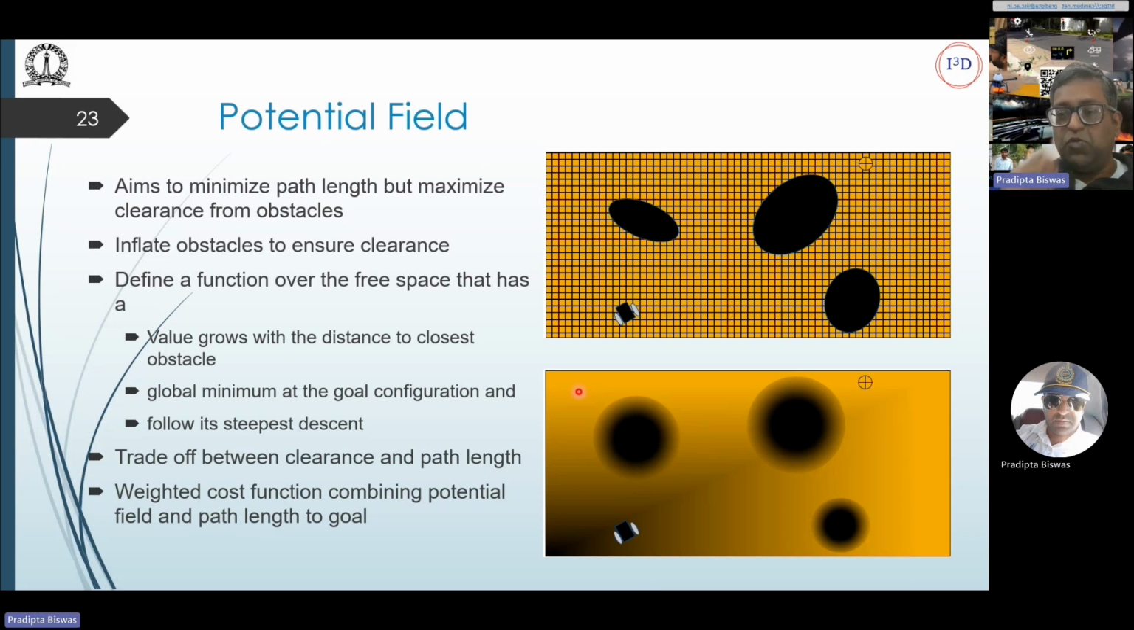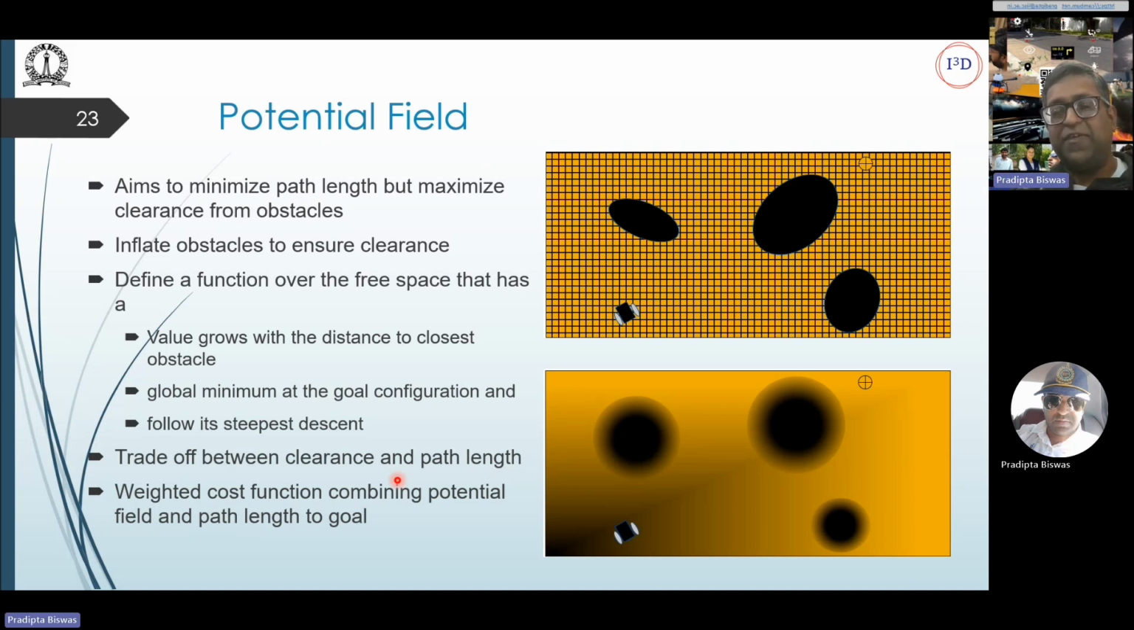In the potential field, we will define a function on the free space, and the value grows with the distance to the closest obstacle. Here in the picture, you can see that we put this blurry field around these obstacles, just to ensure that the robot keeps a safe distance from all obstacles. And also there is a trade-off between the clearance and path length, because if we increase the clearance, the path length will also increase and we may not get the optimal path.